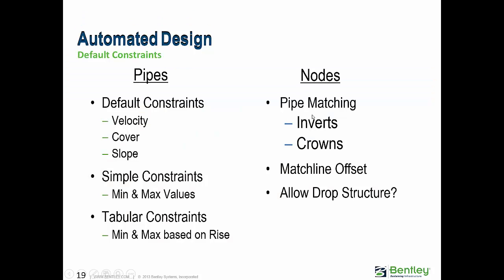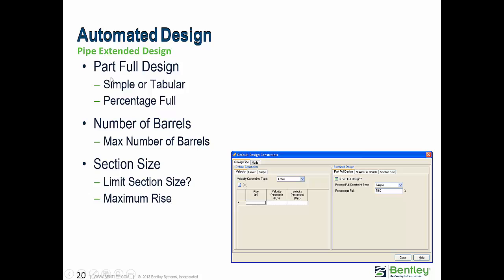And for nodes, you can constrain your network for pipe matching inverts or crowns, and you can also specify whether you want a drop structure in the network design. You can also do part-full design, where you specify you are designing the network for 80% full or 70% full. You can specify the number of barrels in the conduits, and you can also limit the section size.